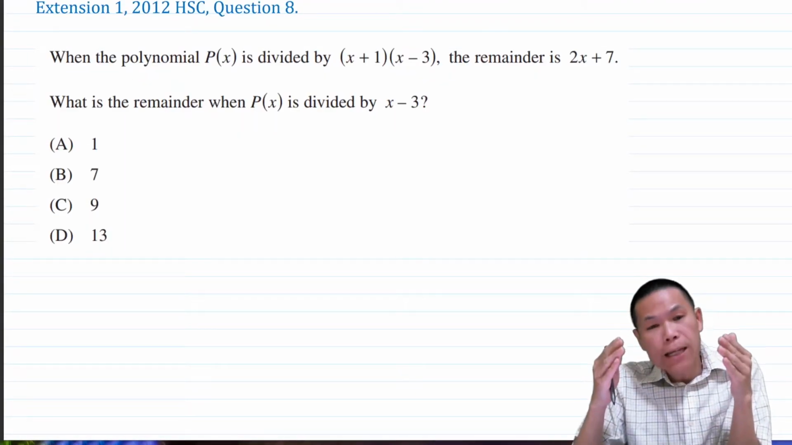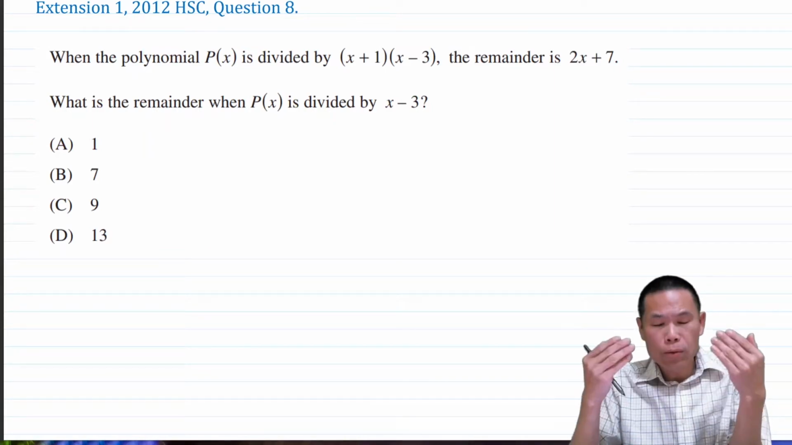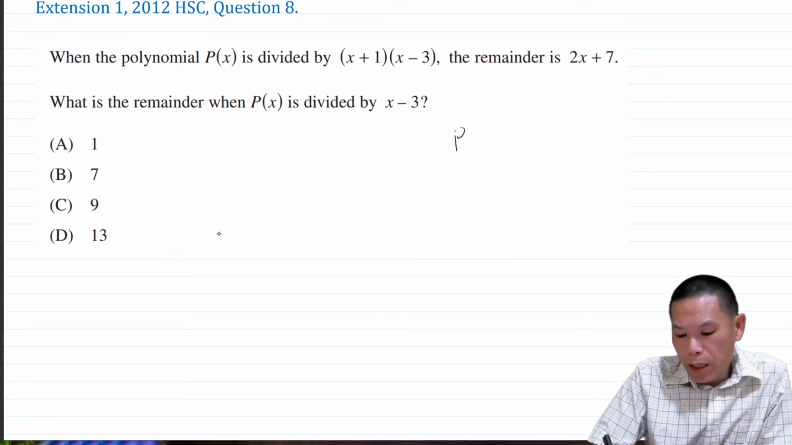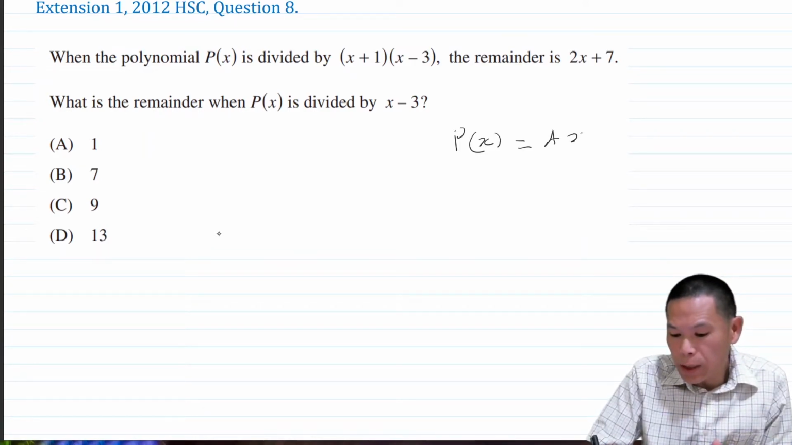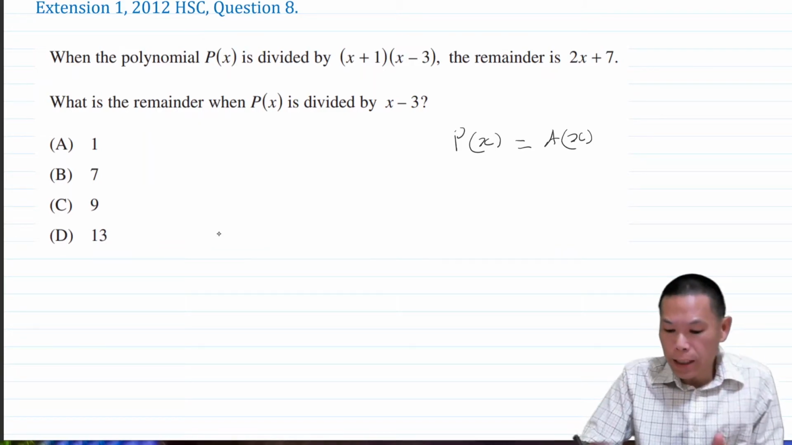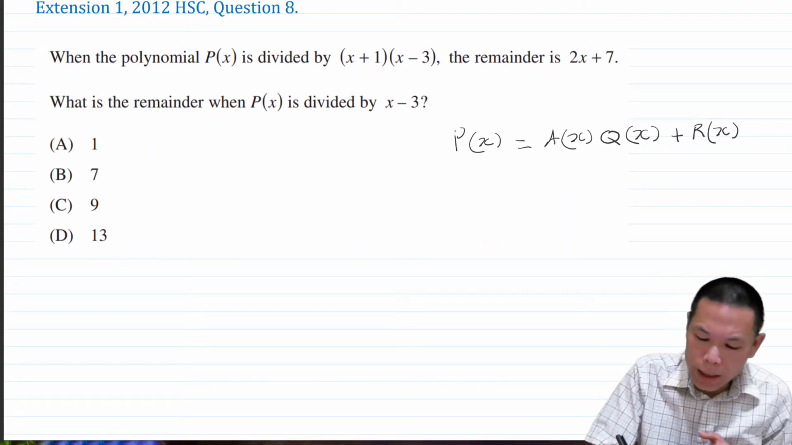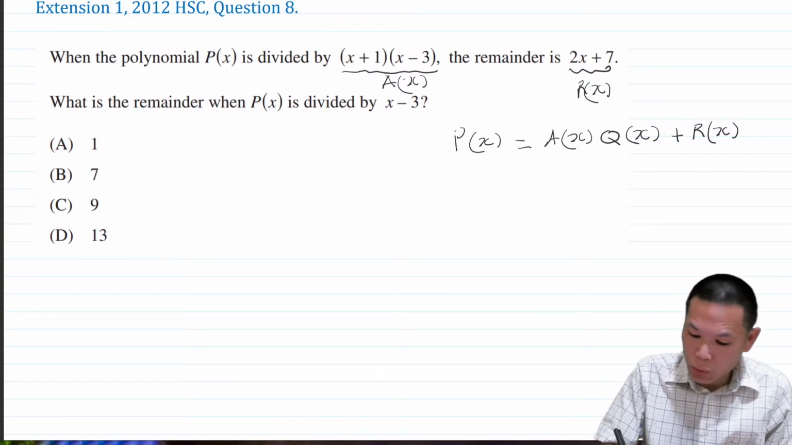Now this one here is slightly different. If you think you can do it, please pause the video and try it yourself. Otherwise, just watch how I do it. We know that P of x is equal to A of x, which is the divisor, times the quotient, and we add the remainder. Remember that? So now we know that the divisor is A of x, and this one here is R of x. So I can just write it out.